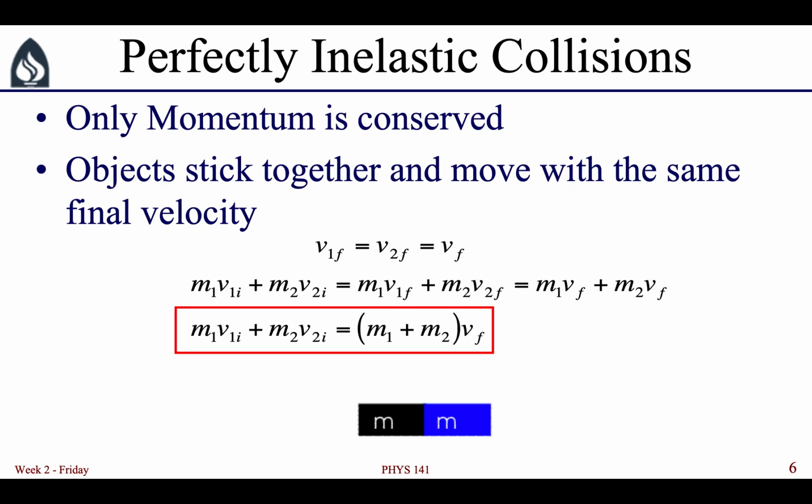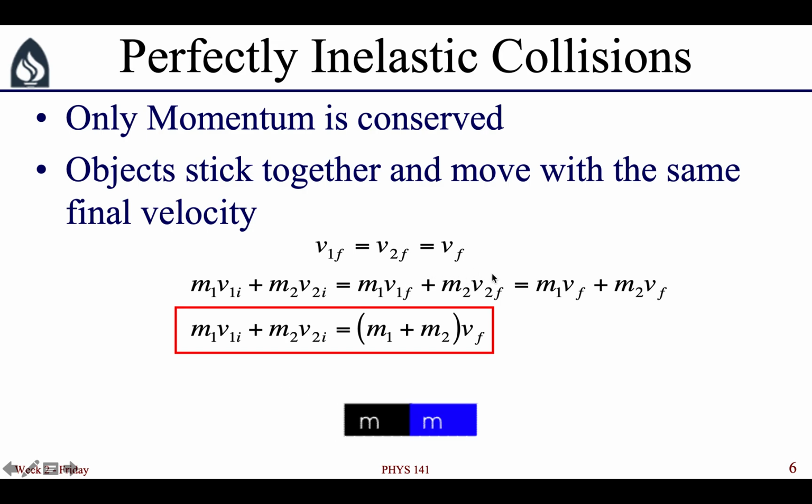A perfectly inelastic collision is a special case of inelastic collision. So once again, only momentum is conserved. But in a perfectly inelastic collision, since we know that the objects stick together and move with the same final velocity, we can use the same symbol to represent the final velocity of both of the objects, since they are traveling together. So now when we conserve momentum, we can replace V1 final and V2 final with just V final, since it's the same for both objects.